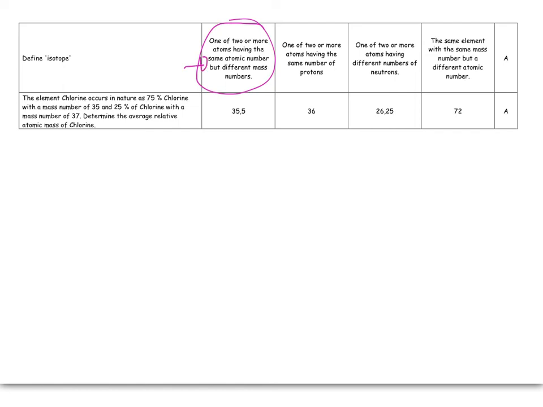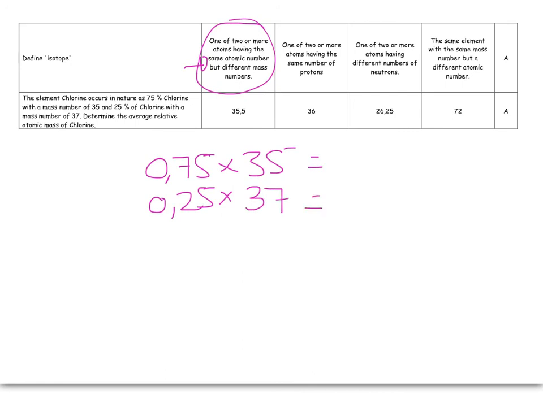We've now got chlorine. It occurs in nature as 75%, 0,75 of chlorine 35, and 25% of chlorine 37. And what have we got as an answer there? We find that this is 26,25, and this is 9,25, and therefore my answer is 35,5.